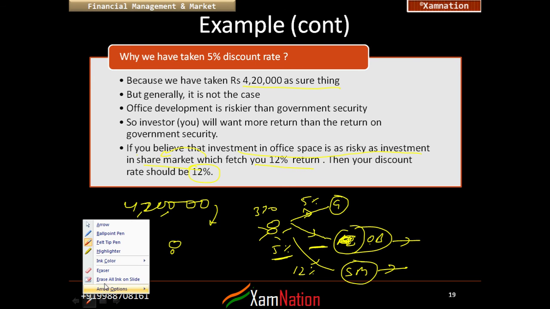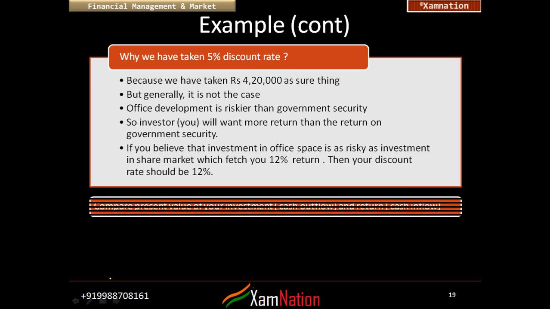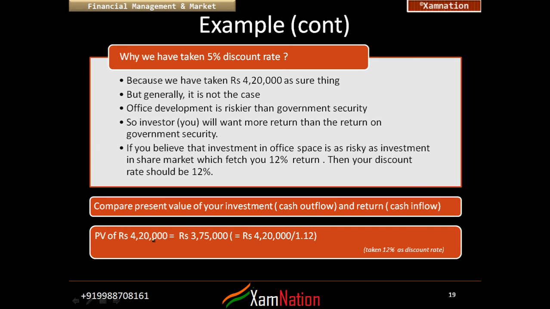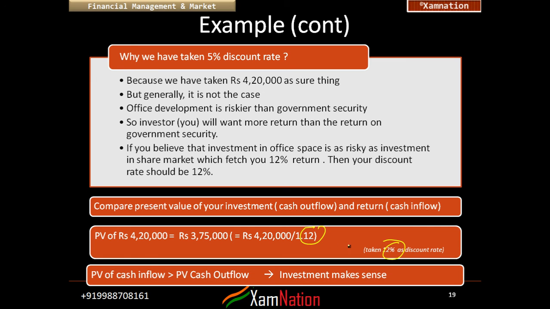So now the same thing I have done here. Compare the cash flow statement, cash value of your investment, cash inflow and cash outflow, and the present value of 4,20,000 is 3,75,000. If I take 12% as the discount rate, why we have taken 12% as the discount rate, I think you should understand now. Present value of cash inflow is greater than present value of cash outflow, so you should make an investment in this. Here also you should make an investment, but in this case also this is coming 3,75,000, which is greater than 3,70,000. Okay, so investment should be made.